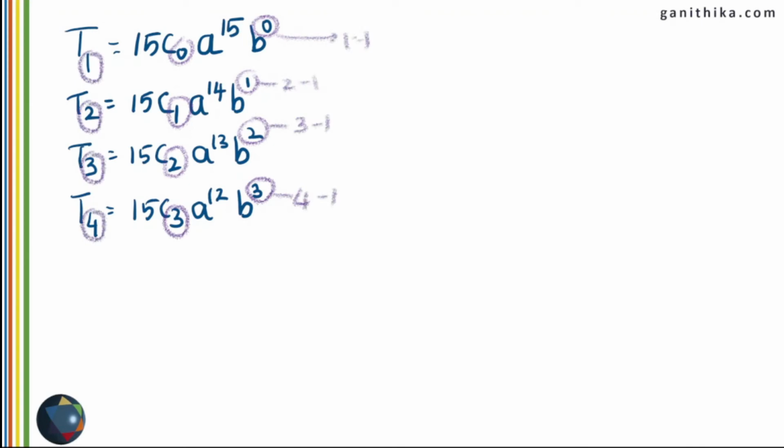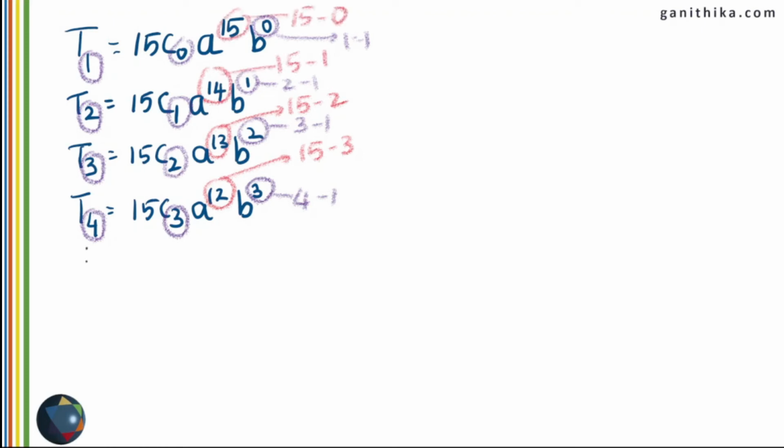So the fourth term has power 3, the third term has power 2, the second term has power 1, and the first term has power 0, which means the term number minus 1 will give you these two numbers in the terms. Whereas if you look at the power of a, this is 15 minus the power of b.